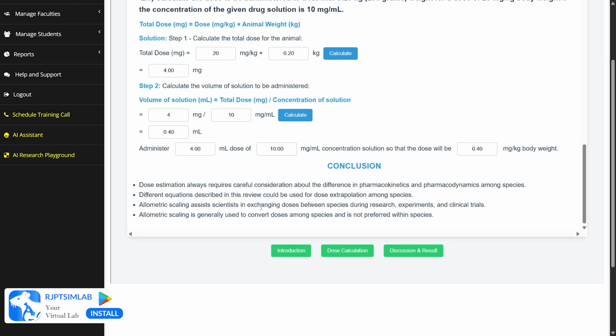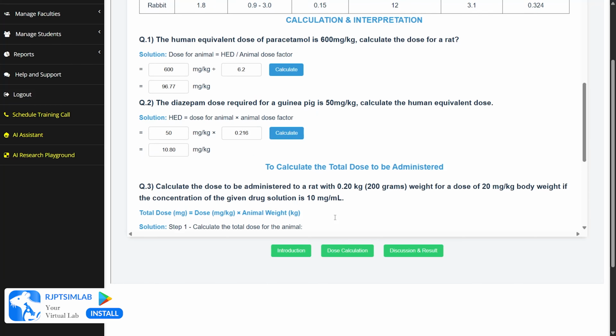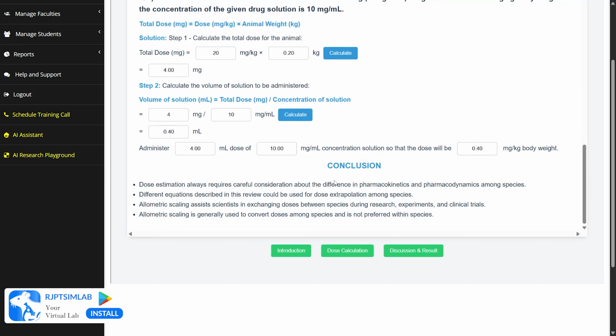Allometric scaling is generally used to convert doses among species, and it's not preferred within species. Allometric scaling, which means increasing in size with age and changes in characteristics, is used for the conversion of doses among species, not within a singular species. If we are considering a species of rat, then allometric scaling is not preferred within that species.